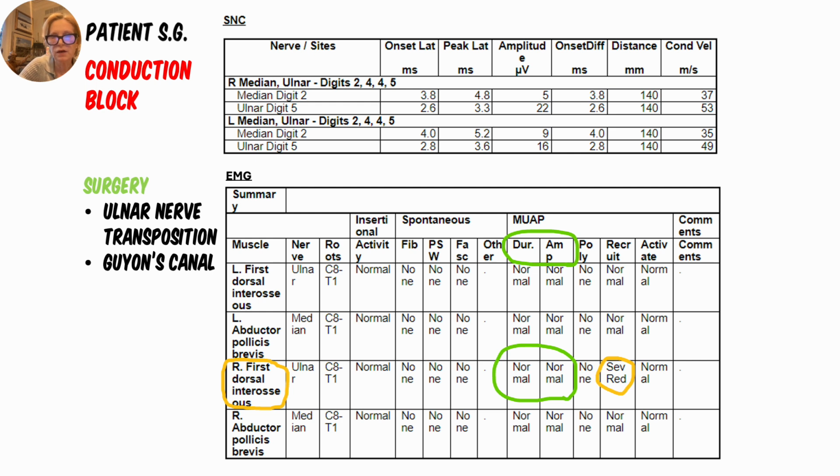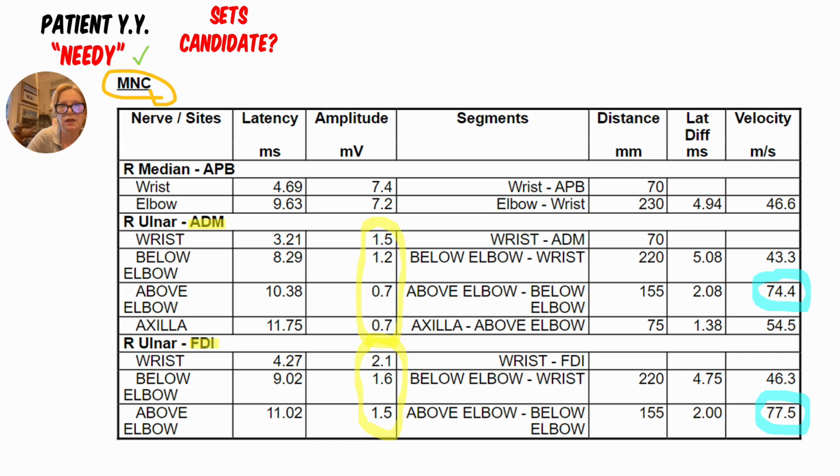And if you look here now at the first dorsal interosseous on the right, the recruitment's severely reduced because there's a block at Guyon's canal and there's a block at the elbow, basically wiping out, except for one axon getting through there, not enough to give you any decent recruitment. But there's no footprint of any axonal injury at all. So this is just a conduction block. Ulnar nerve transposition and Guyon's canal release is all you need.